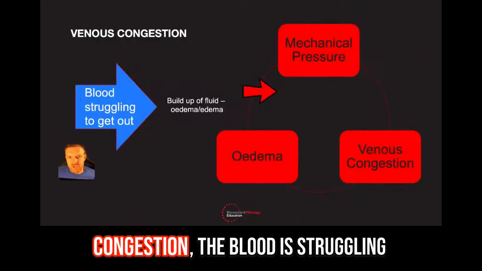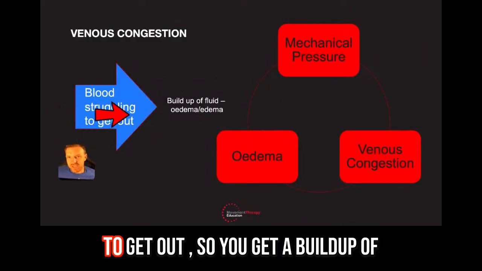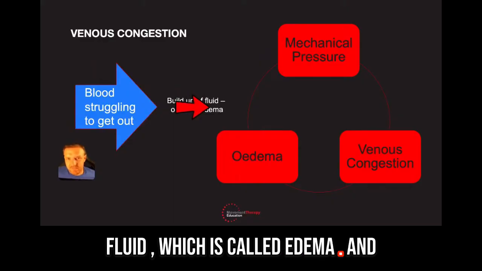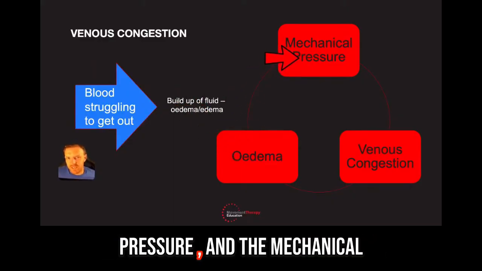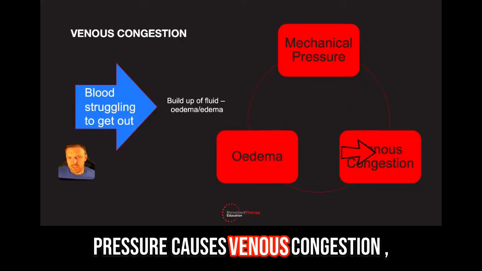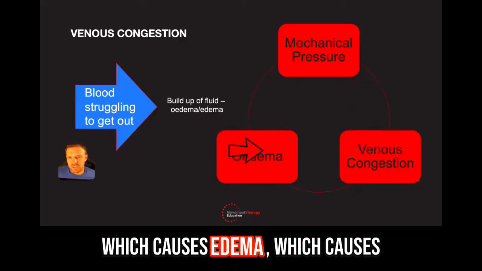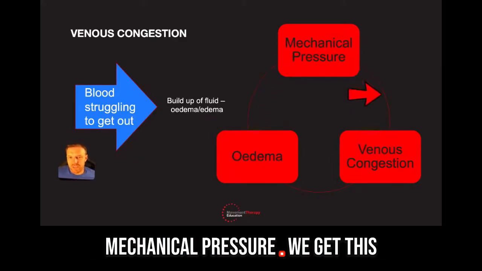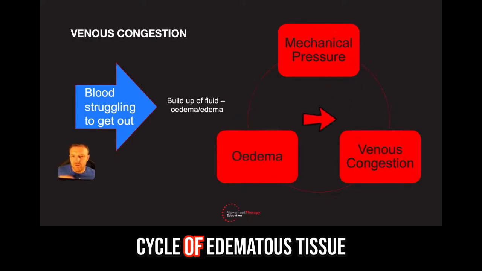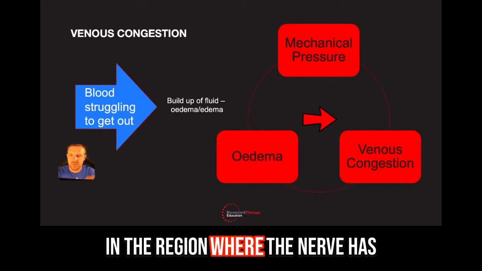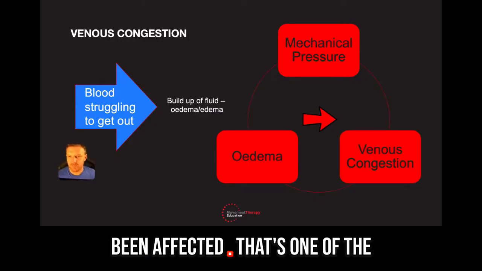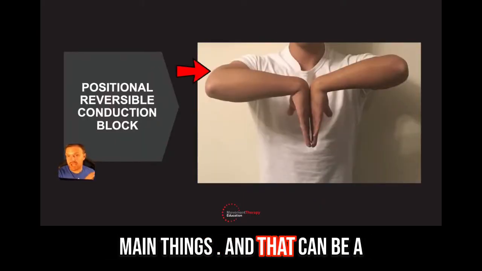With venous congestion, the blood is struggling to get out, so you get a buildup of fluid, which is called edema. And then the edema causes mechanical pressure. And the mechanical pressure causes venous congestion, which causes edema, which causes mechanical pressure. We get this cycle of edematous tissue in the region where the nerve has been affected. That's one of the main things, and that can be a problem.